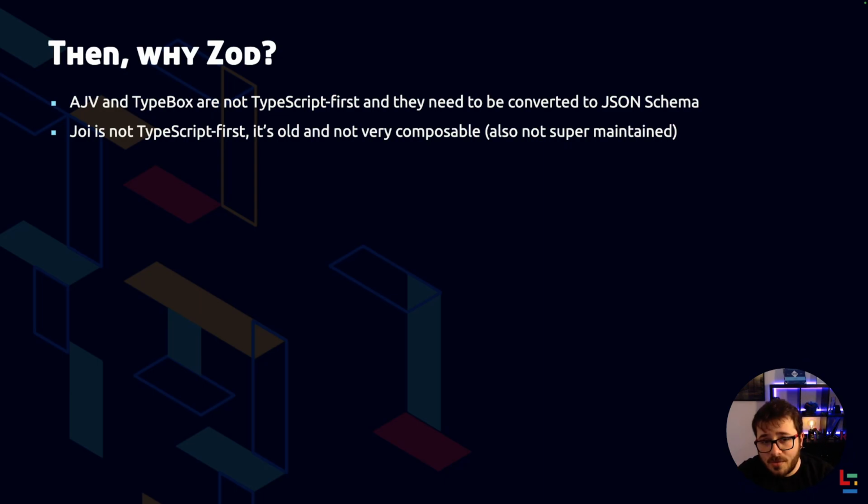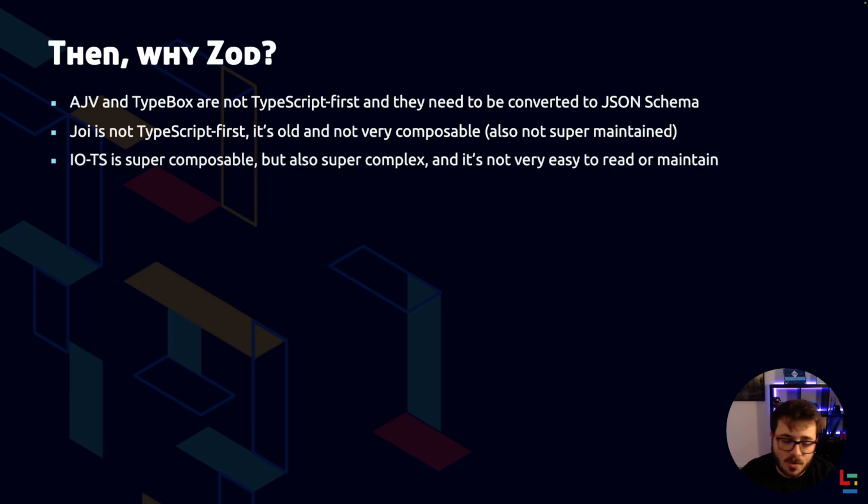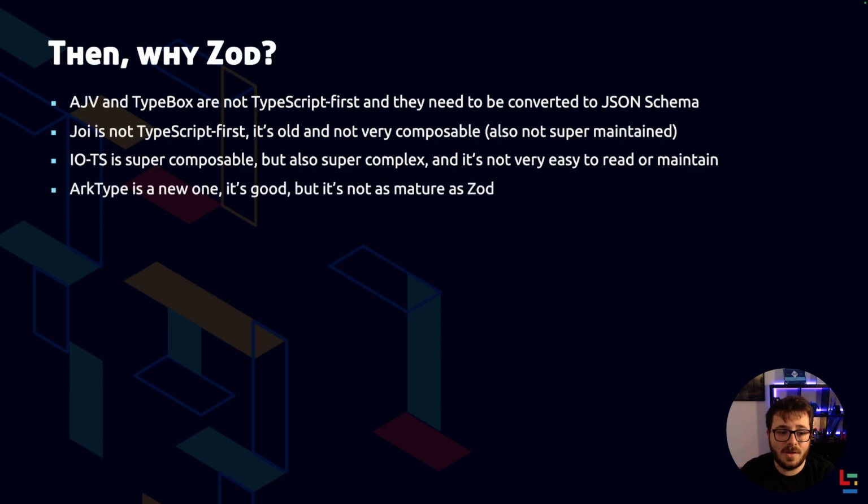Joi is not TypeScript first, doesn't produce types. It's quite old, not very composable, and it's also not super maintained. It has contributors, but it's quite an old library. IO-TS is super composable. I think it's one of the most composable ones we have here. It's also super complex, so it's not very easy to read or maintain. So in the long run, it's not very interesting.